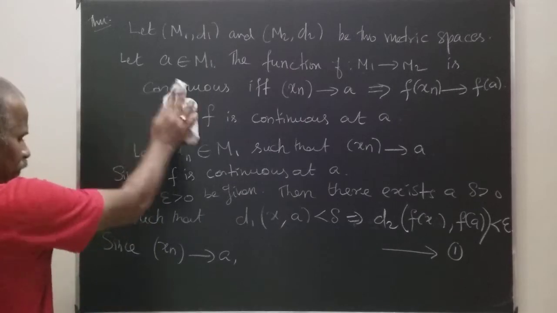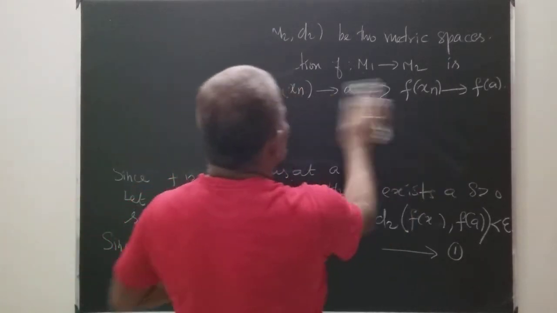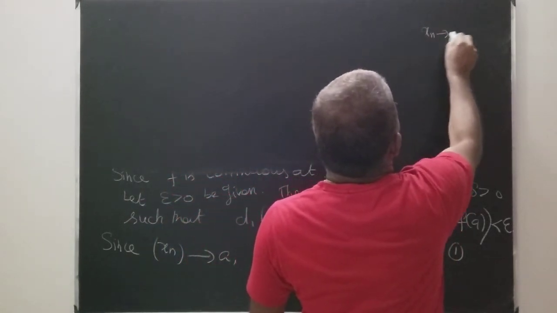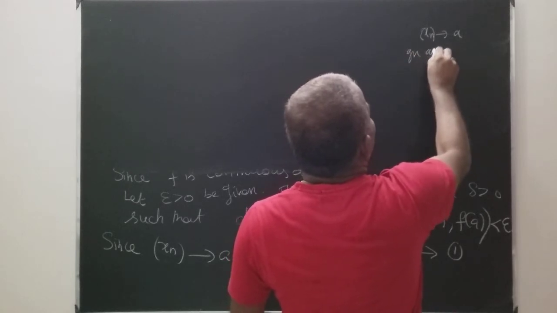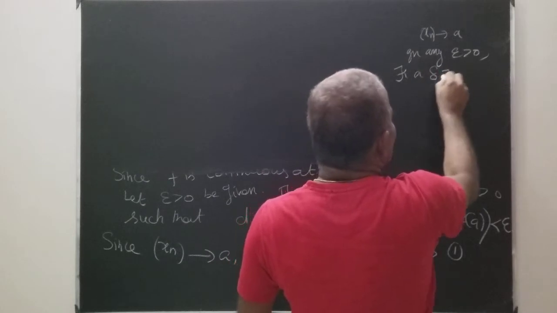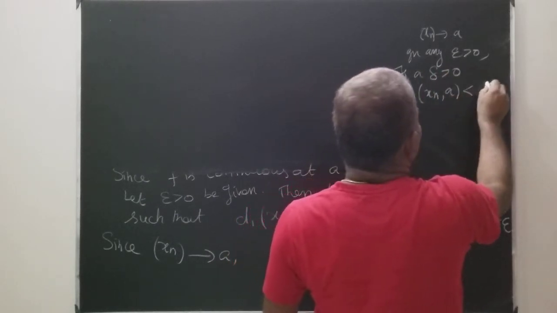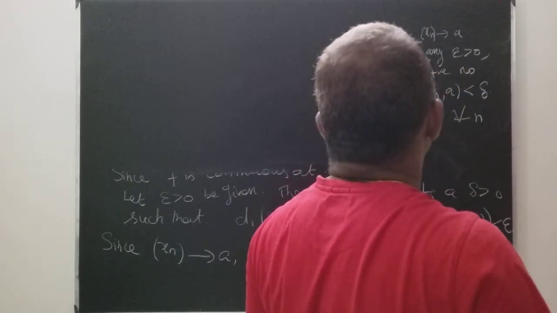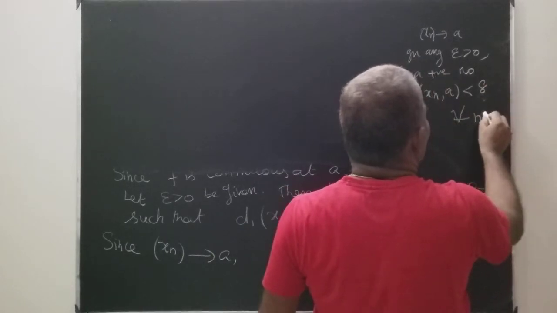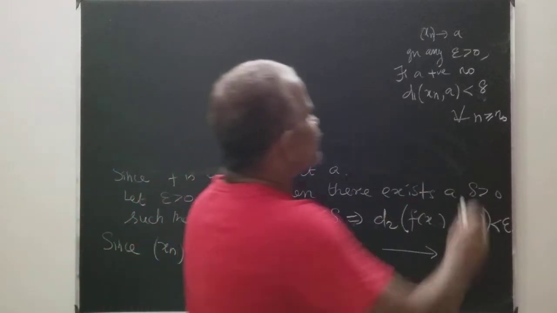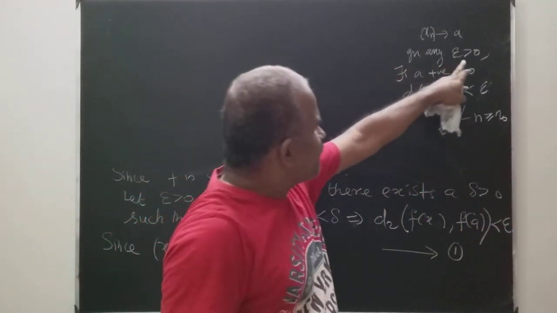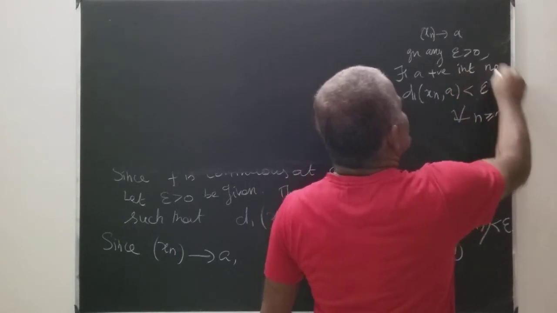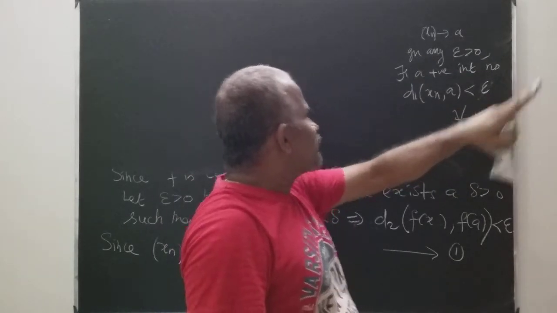Since xn converges to A, what is the definition of a convergent sequence? xn converges to A means: given any epsilon greater than 0, there exists a positive integer n0 such that d1 of xn comma A is less than epsilon for all n greater than or equal to n0.